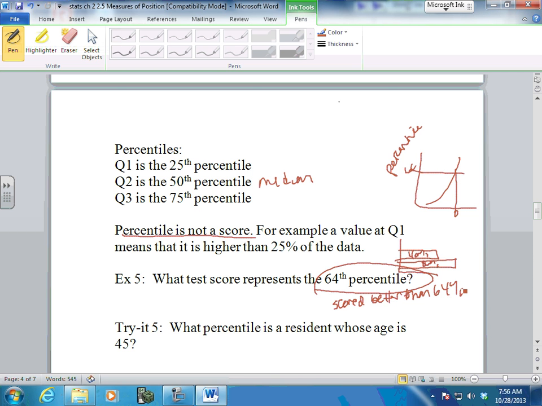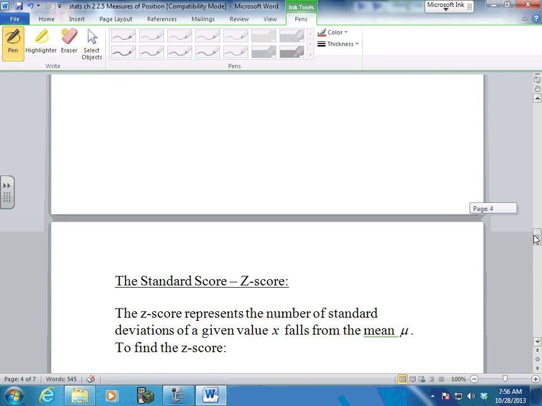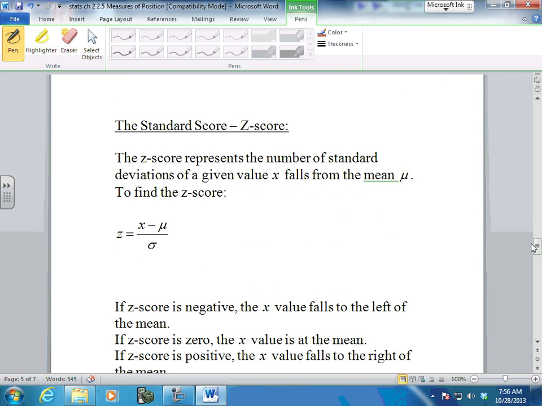That's what this means. So what was your score? You can find it by going to 64, come across, and find your score. That was the score that you scored, but you were better than 64%. So when you're doing this, your percentile just kind of gives you some kind of ranking for that.